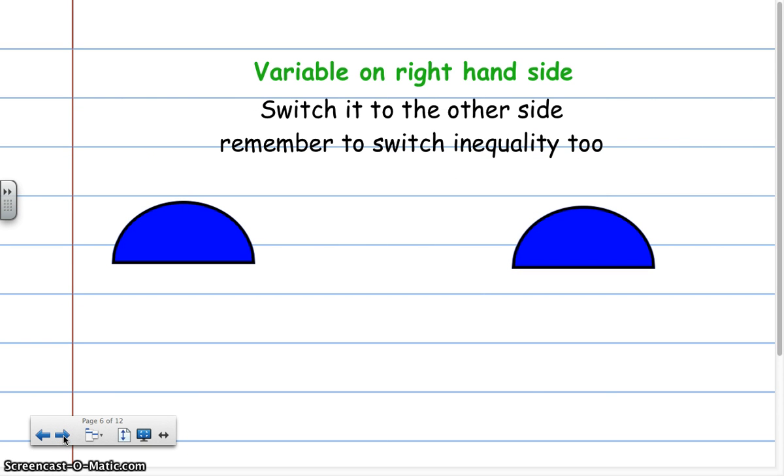I want you to write this next heading. This is the trickier part. If we have a variable on the right-hand side, our goal and our strategy is to flip it to the left. So we switch it to the other side. If we switch it to the other side, we need to make sure to switch the inequality too.